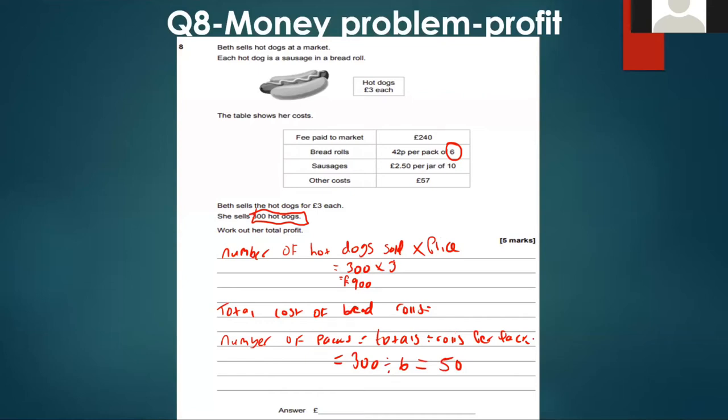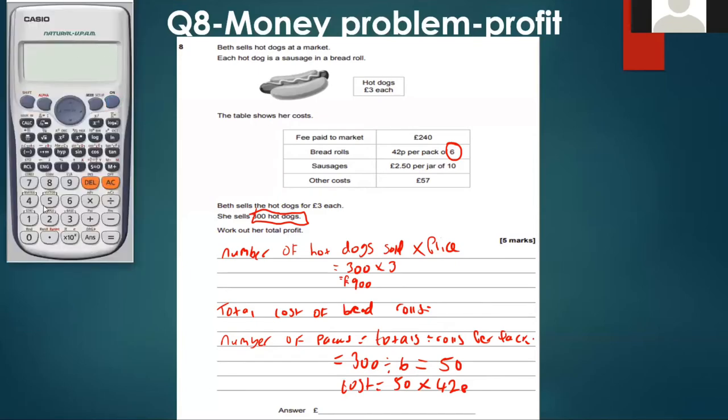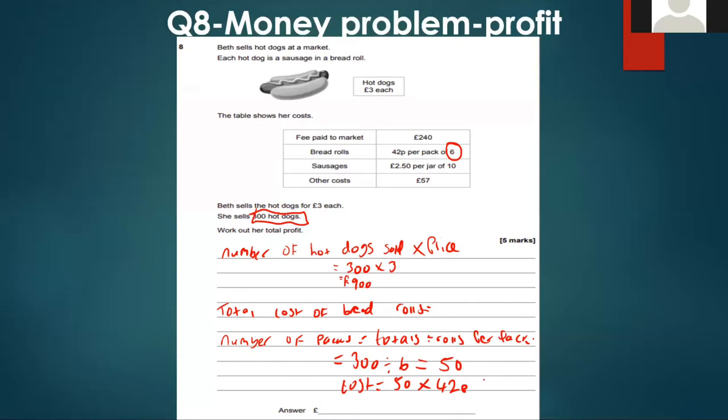But to work out how much that's going to cost, well, the cost is going to be the 50 packs that you need to buy, but how much does it actually cost? Well, it's 42p for each one. So 42p is the cost of one pack, but you're doing 50 packs. So if you do 50 times 42p, that gives me an answer of 2,100. So it's 2,100p.